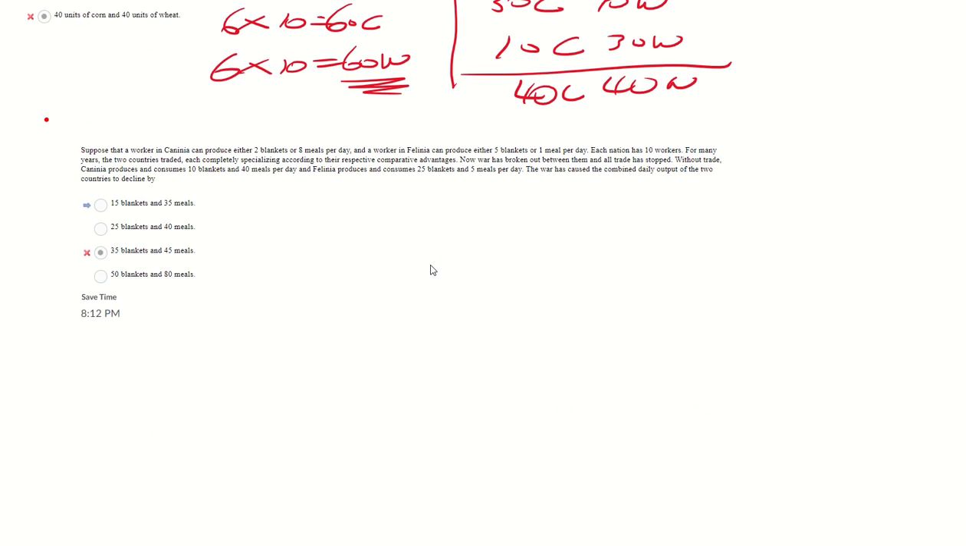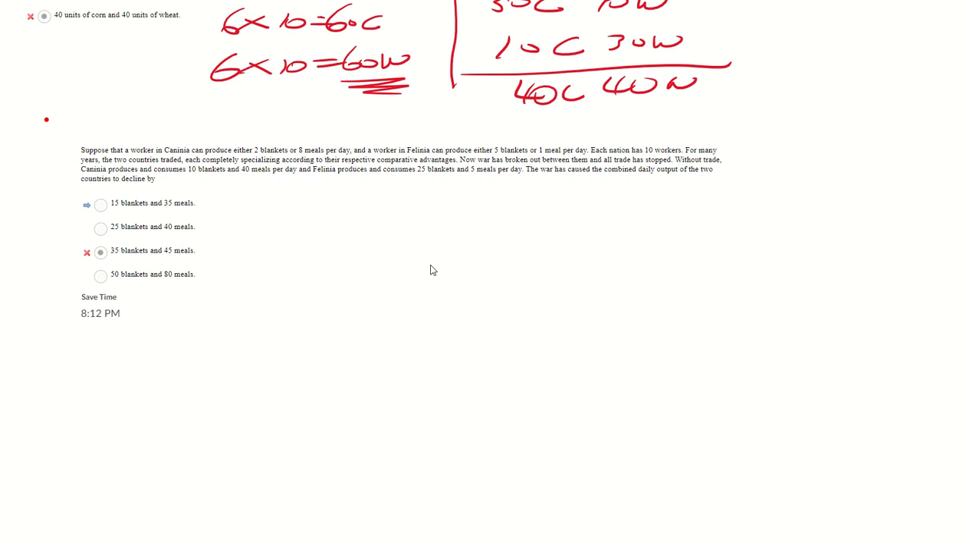So suppose a worker in Canania, all these weird names they have, right? Can produce either 2 blankets or 8 meals per day, and a worker in Flaminia can produce either 5 blankets or 1 meal per day. Each country has 10 workers, so similar to before. For many years, the two countries traded, and each country took comparative advantage. Now the war has broken out without trade. Canania can produce and consume 10 blankets and 40 meals per day. Flaminia can produce and consume 25 blankets and 5 meals per day. This war has caused the combined daily output of the two countries to decline by how much?